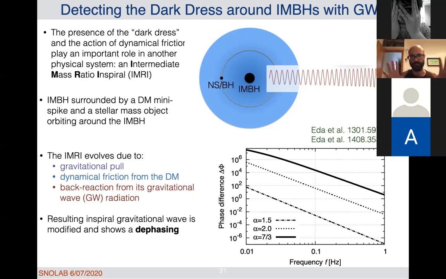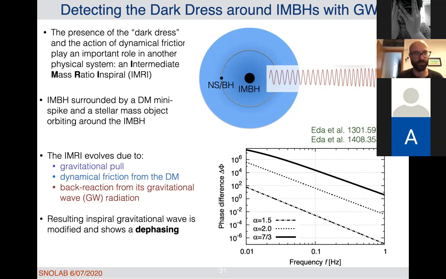So if the masses are the ones that I discussed, like 10^3, 10^4 solar masses for the central black hole and a light object around it, you expect a frequency that falls nicely in the range that LISA can observe. And the thing is that if you have this dark matter dress around the central, intermediate mass black hole, you expect to have an impact on the binary system, and ultimately an impact on the waveform. So this is what I would like to tell you about.